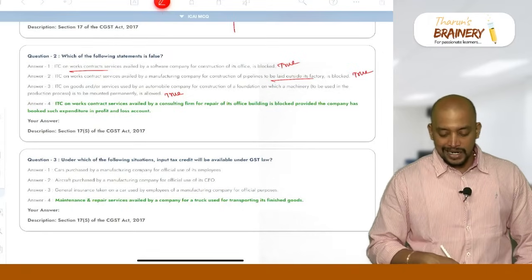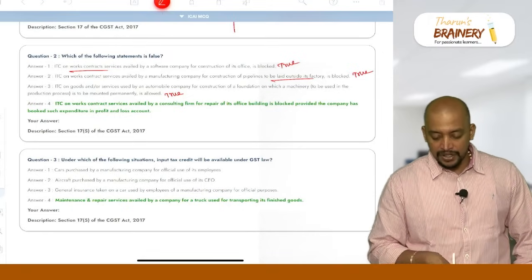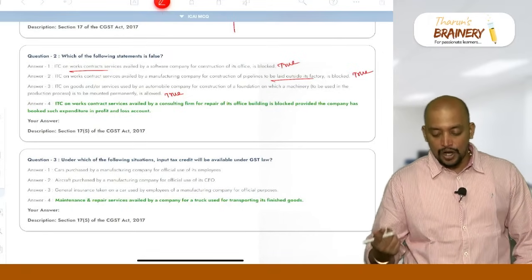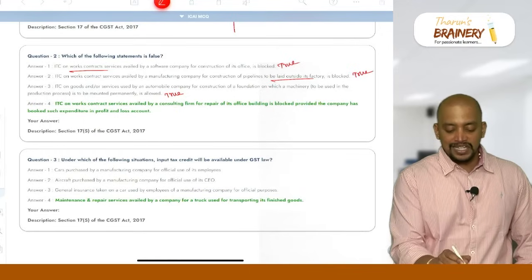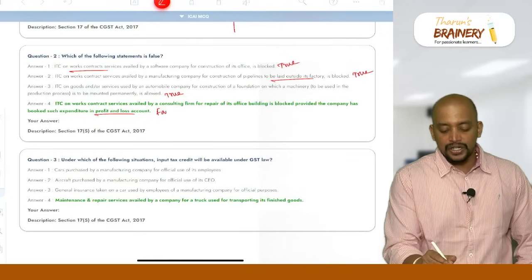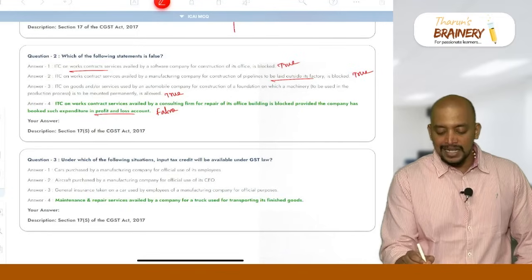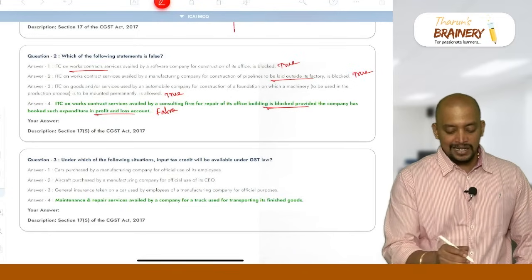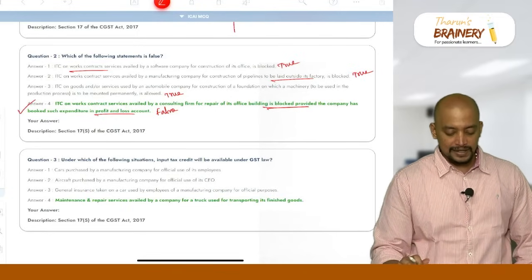ITC on works contract service availed by a consulting firm for repair of office building is blocked provided the company has booked such expenditure in P&L, false. Actually when they book the expenditure in P&L, it is not blocked, they can take ITC. So option D is the answer.